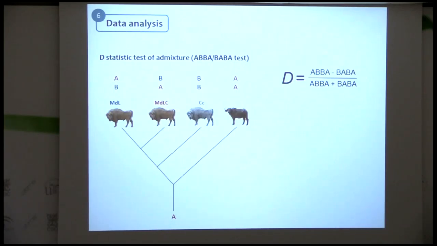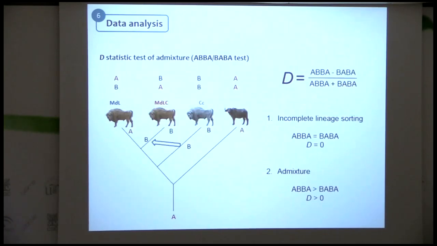And these positions create ABBA-BABA patterns, which can be produced by two processes. The first one is incomplete lineage sorting, and we assume that it occurs when numbers of ABBA and BABA sites are equal, and then this statistic value, which is estimated from this equation, is equal to zero. And the second process is admixture, when we observe any imbalance in frequency of these positions across the complete genome. The excess of ABBA sites relative to BABA sites results in positive values, and alternatively, the excess of BABA sites relative to ABBA sites results in negative D values.